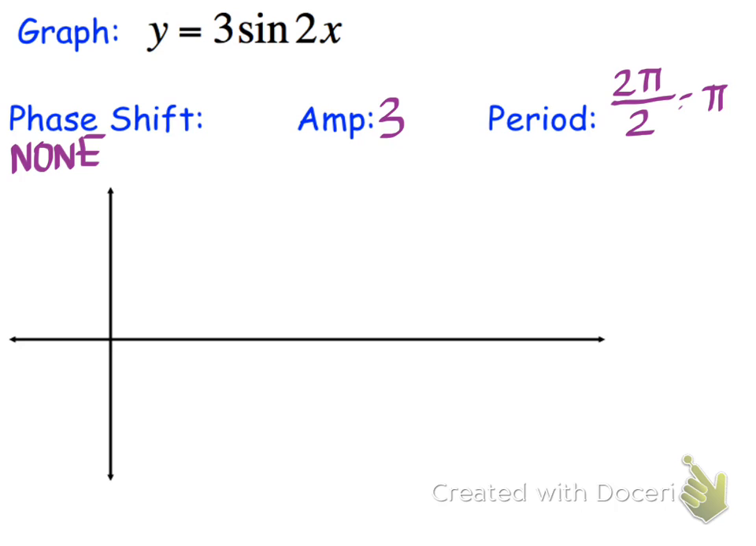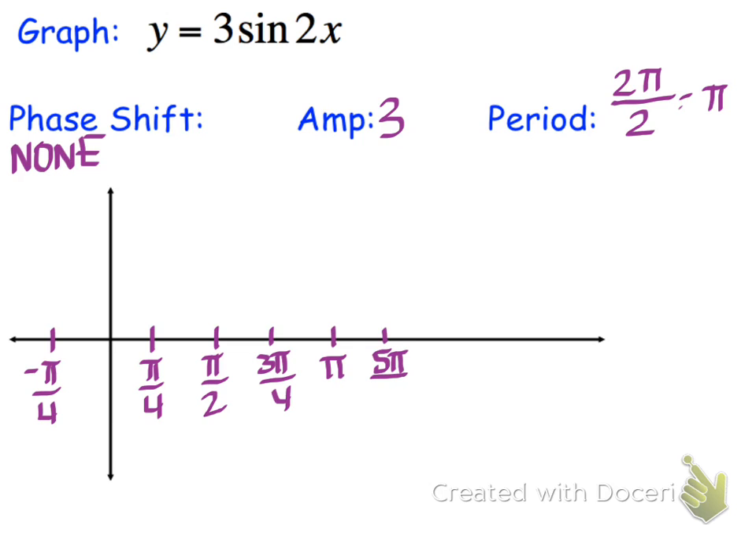We'll just count in pi over 4s. I'm going to start back at negative pi over 4, then it'd be 0, 1 pi over 4, 2 pi over 4, which is pi over 2, 3 pi over 4, 4 pi over 4 is just pi, and we'll just keep going that way, counting in pi over 4s and reducing when necessary. You could also use your unit circle to help you figure out the order of the pi over 4s with the reducing fractions. So your unit circle could help you scale your axes if you need it.